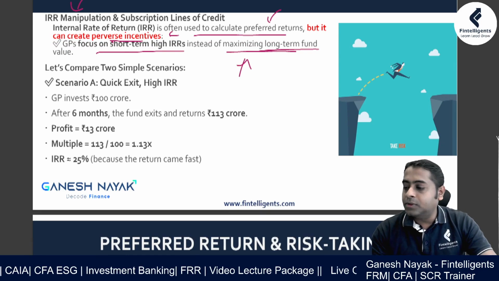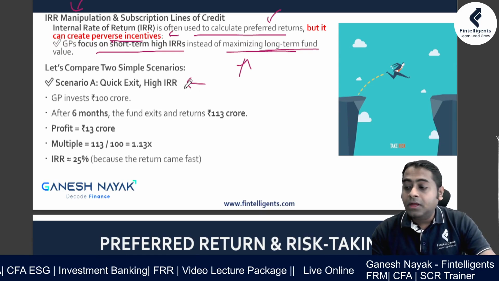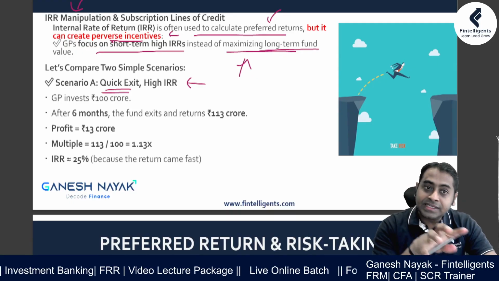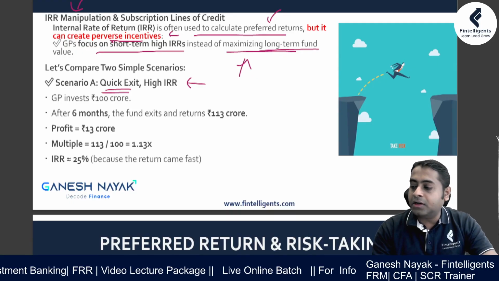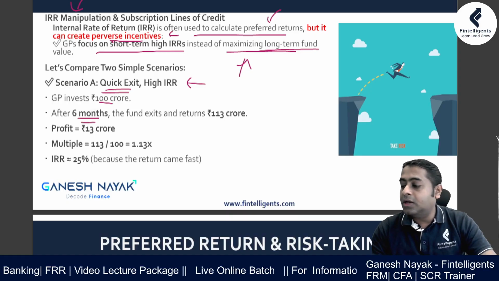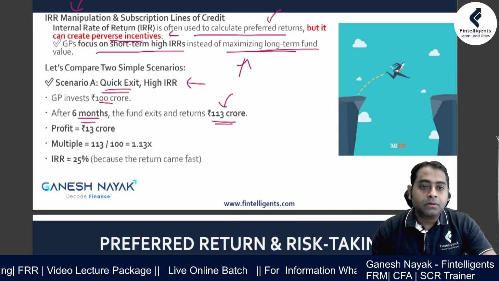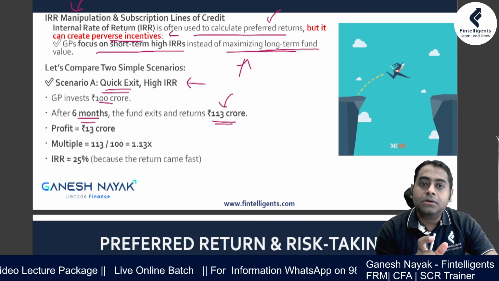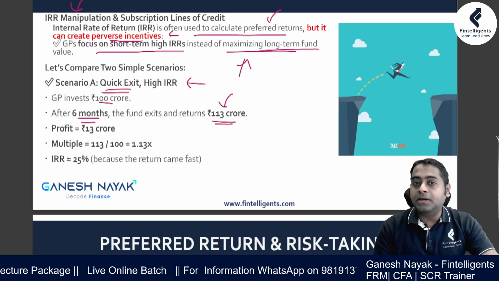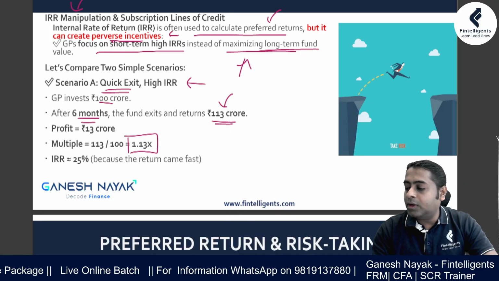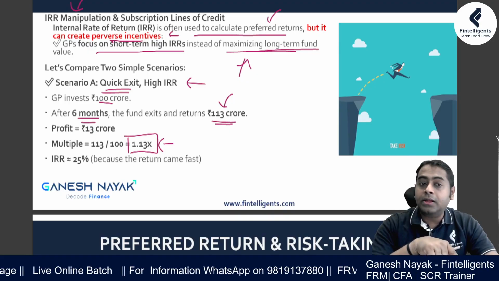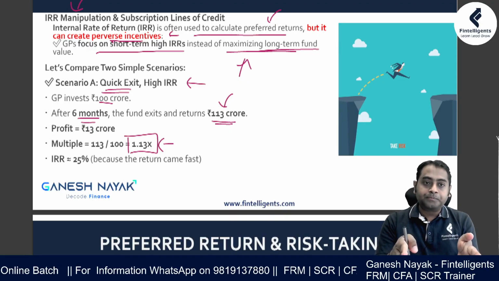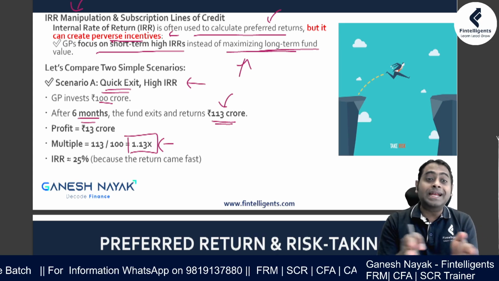Suppose, in scenario one, what is happening? The company is trying to exit quickly. So the fund manager invested 100 crore, and in 6 months he got 113 crores back. So he made 13 crores profit within 6 months. Do you realize how much multiple it is? It is 1.13x in terms of returns.